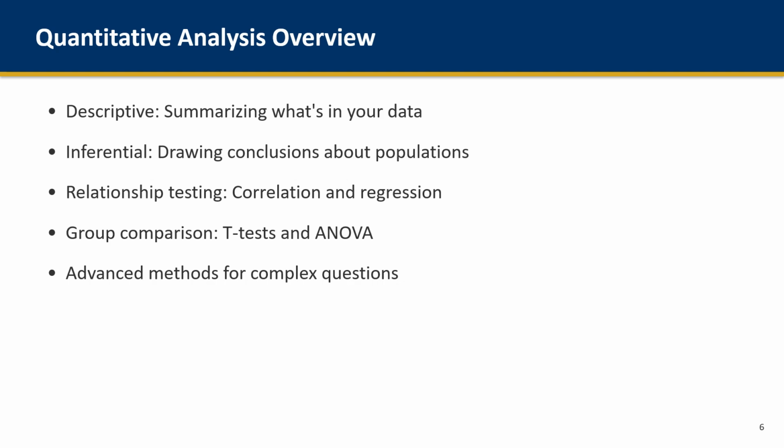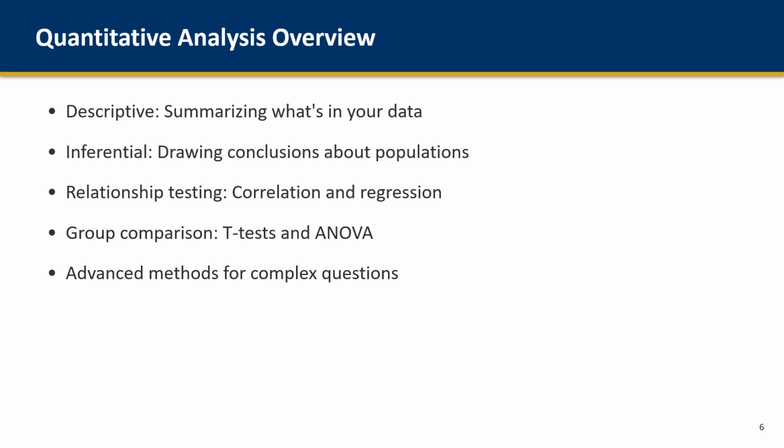Relationship testing examines associations between variables. Correlation quantifies the strength and direction of relationships. Regression predicts one variable from others and enables control for confounding variables. These techniques address questions about whether and how variables relate.